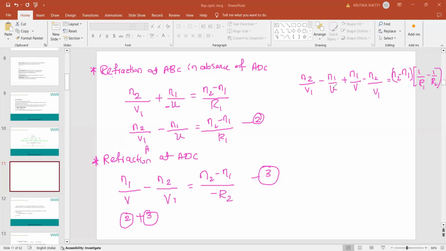So see, any doubt? N2 divided by V1 minus N1 by U plus N1 by V minus N2 by V1 is equal to N2 minus N1 into bracket 1 by R1 minus 1 by R2. Now you can see which term will get cancelled or all will remain as it is. Check. First LHS side, RHS side. Sorry, LHS side, see which terms will get cancelled.